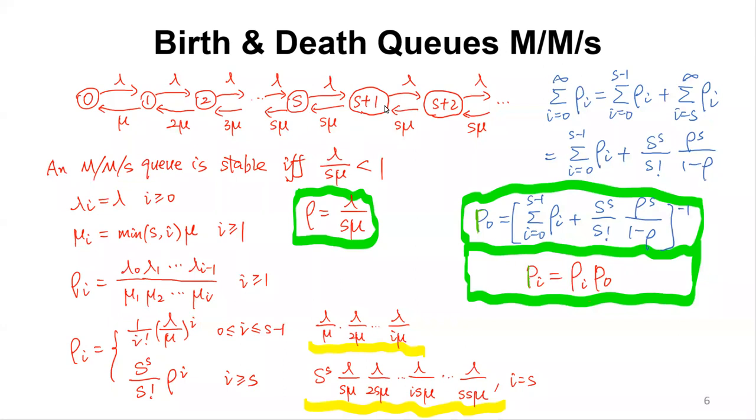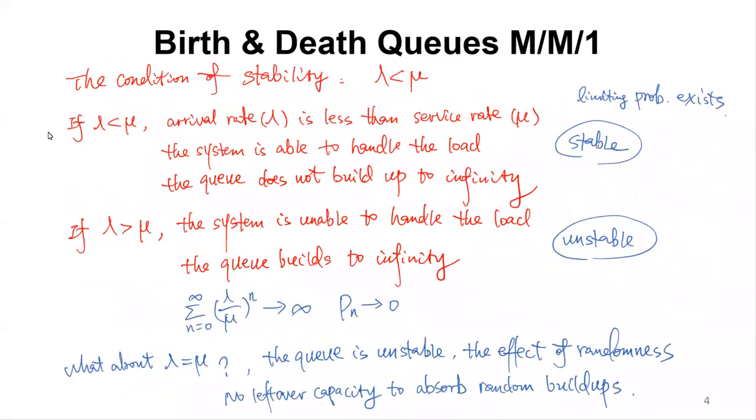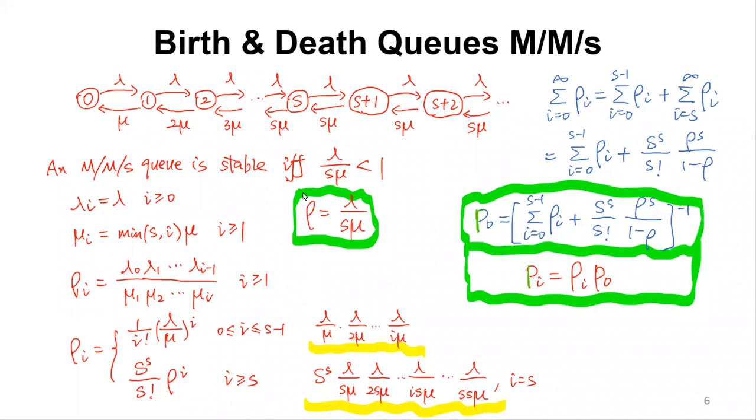The 1 is actually waiting in the queue. So now you have S mu, they are constant. So an M/M/S queue is stable if and only if lambda is less than S mu. So the arrival rate is less than the service rate in general, in every state, because the arrival rate is less than the service rate, so the system is able to handle the load. Now the service rate is S mu.